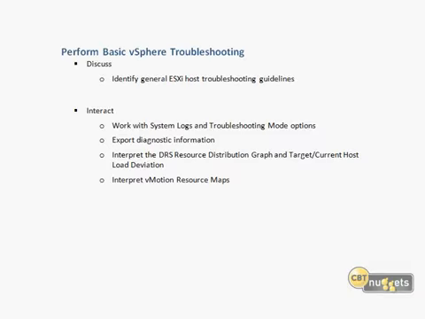And then from there, we went through some of the different troubleshooting functionalities and features that ESXi and vCenter both have for you, both at the ESXi level with system logs and those troubleshooting mode options, and then also at the vCenter level with this diagnostic information and the packages that you can create and submit to VMware. We then spent a little bit of time with the DRS resource distribution graph and those target and current host load standard deviation metrics, and then ultimately talked a little bit about those vMotion resource maps because, as I said before, maps are just cool.